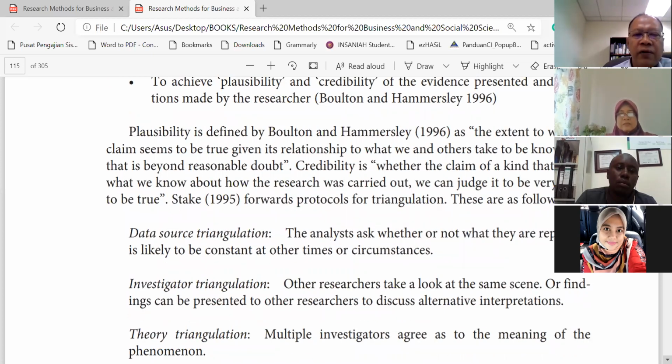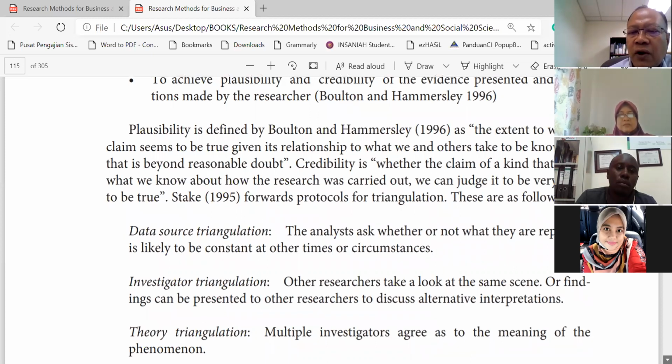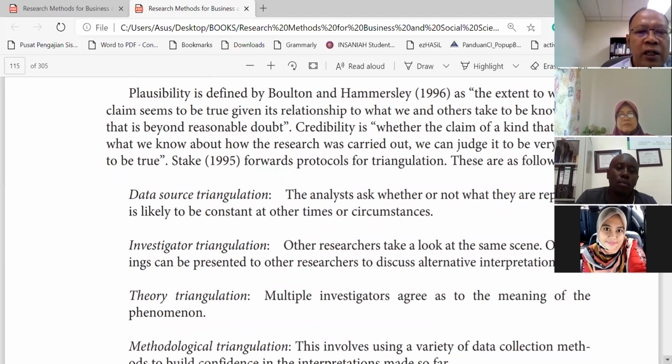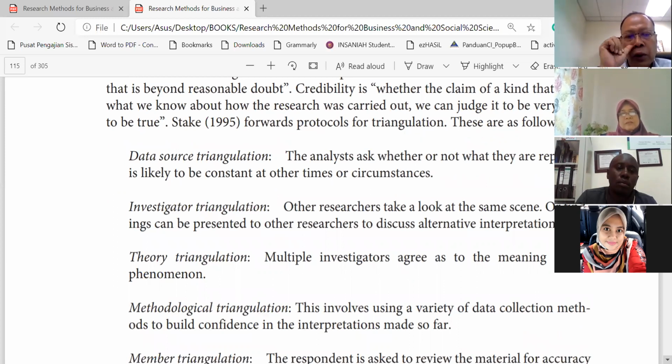Stake, in 1995, gave protocols for triangulation as follows. Data source triangulation: the analysts or the researchers ask whether or not what they are reporting is likely to be constant at other times or circumstances. Investigator or researcher triangulation: other researchers take a look at the same scene, or findings can be presented to other researchers to discuss alternative interpretations.